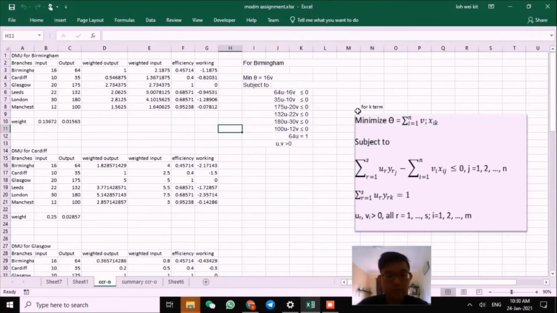Here is our optimal solution. For this example, the efficiency, which is delta, equals 0.45714. So it is not CCR efficient because delta does not equal 1.